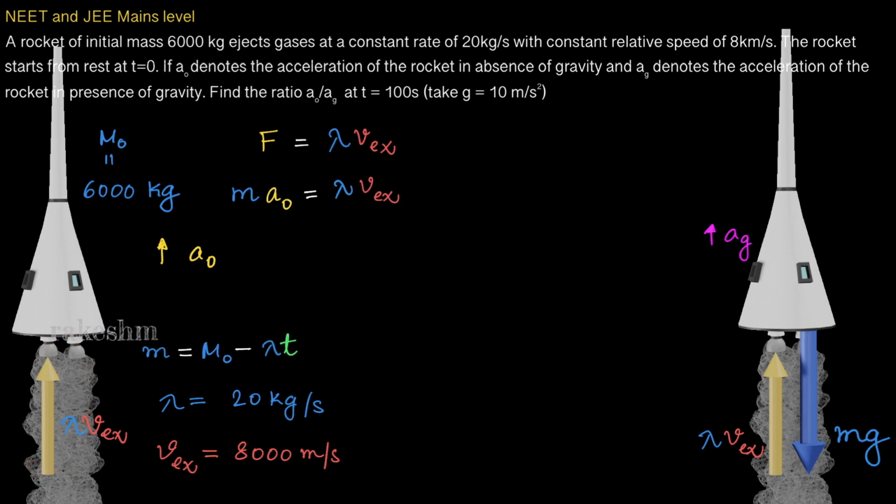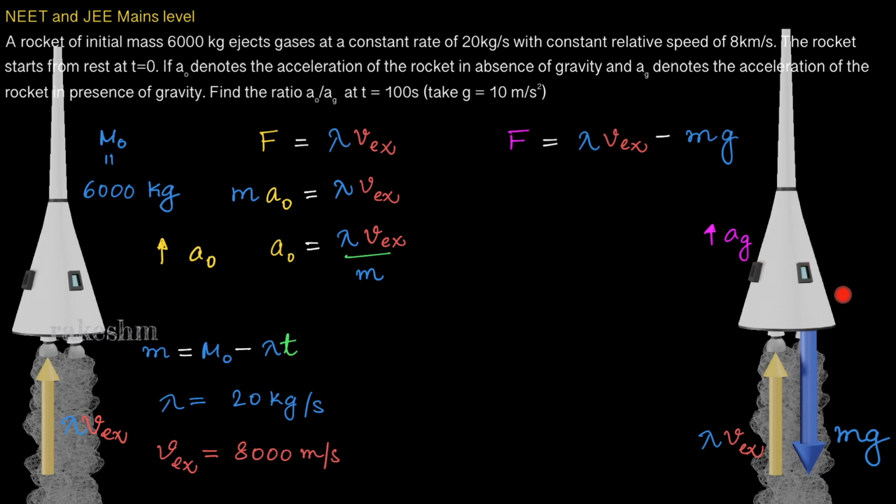So at time t equal to 100 seconds, if the mass of the rocket is small m, we can write the net force on this rocket is lambda into Vx, which is equal to small m into A0. See, this small m is capital M naught minus lambda into t. Taking small m to the RHS, we can write A0 equals lambda V exhaust divided by small m.